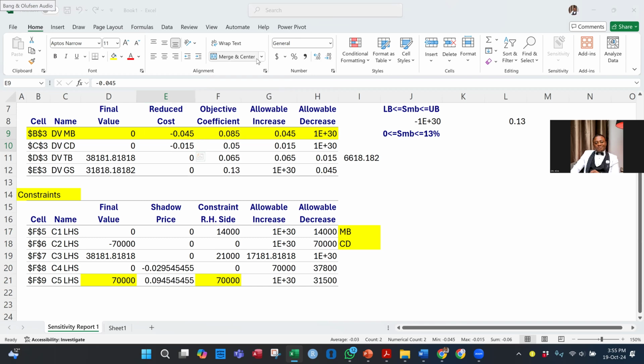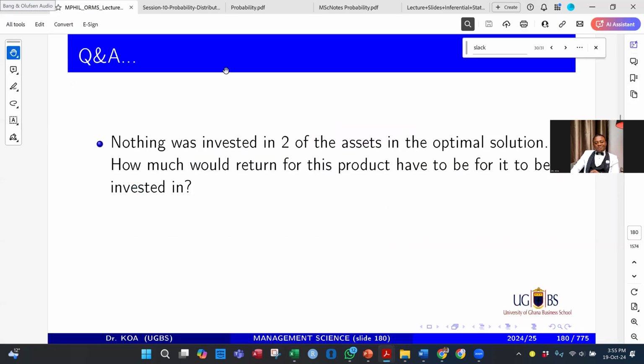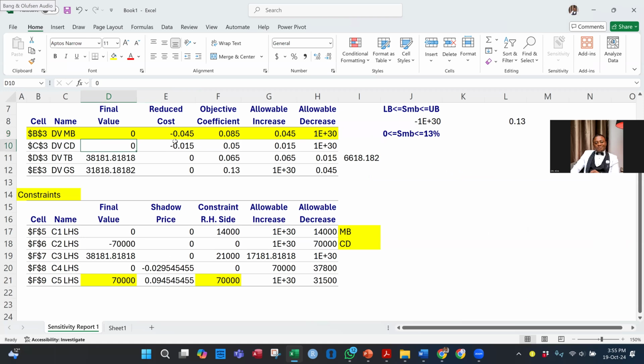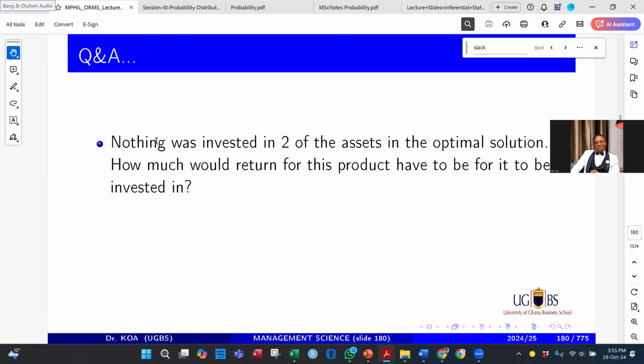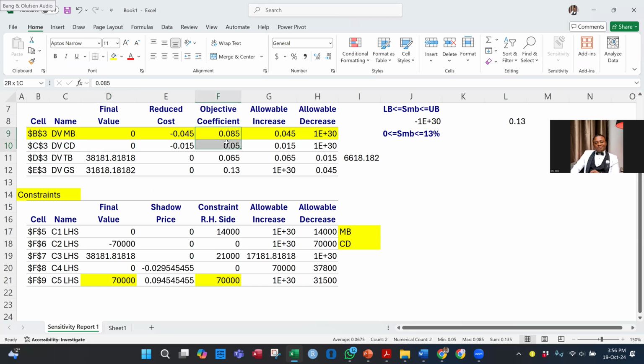This is the intelligence behind the question. Finally, nothing was invested in two of the assets in the optimal solution. And when you go and check, you see that, yes, municipal bonds and CDs, nothing was invested. They were zero. How much would the return for this product have to be for it to be invested in? We've answered this question many times before. Because nobody is investing in them, look at their coefficient. Their coefficient shows that the interest rates on them are lower. That is why the reduced cost is telling you that you shouldn't invest in them.